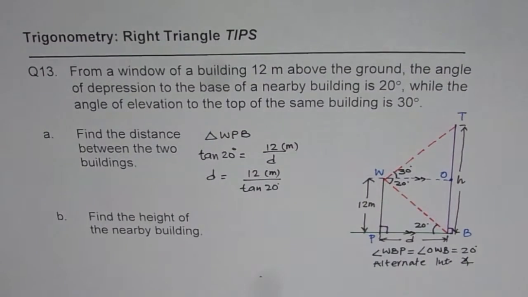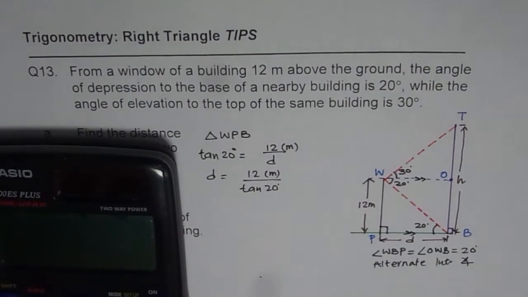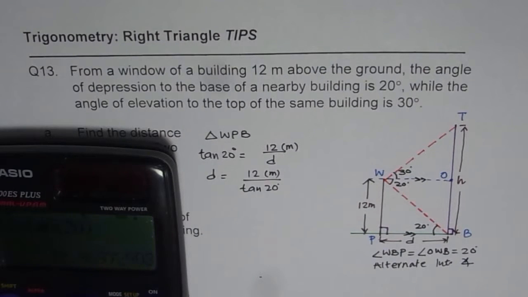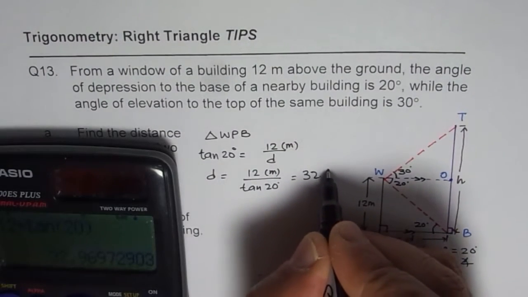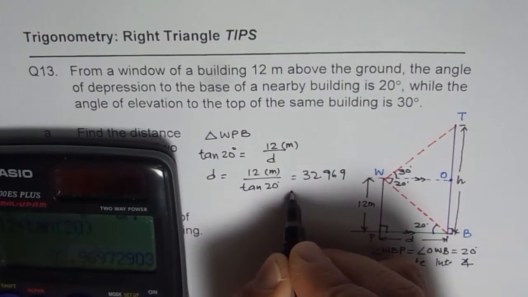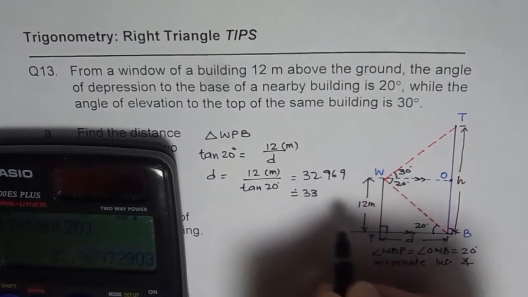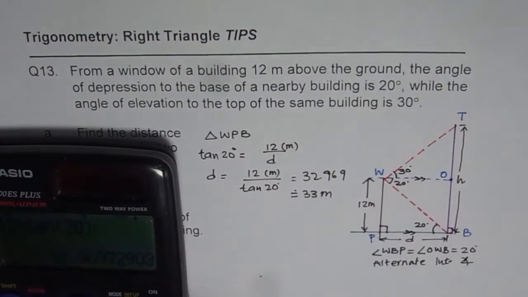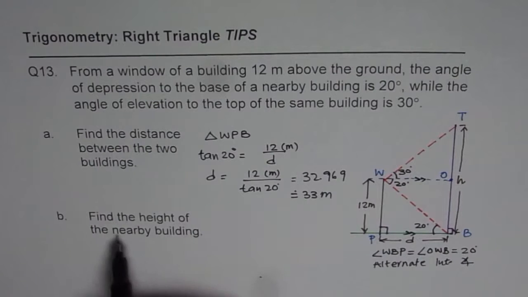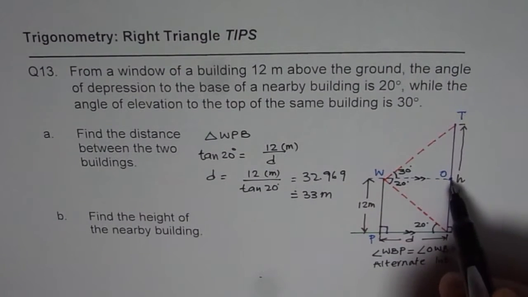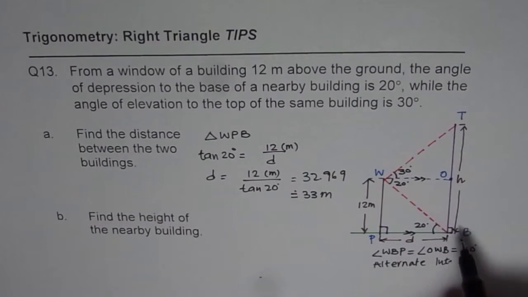Let's use the calculator, find the answer. So we have 12 divided by tan of 20 degrees. That gives us 32.969. So we'll round this answer to 33 meters. Okay, so that is the approximate distance between the two buildings. Now the question is, find the height of the nearby building. So now we have to find the height of this building. How will you find the height?